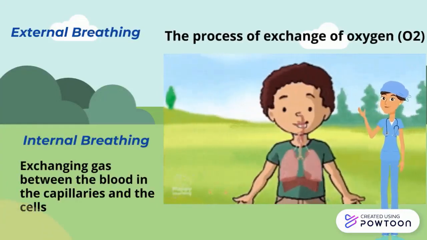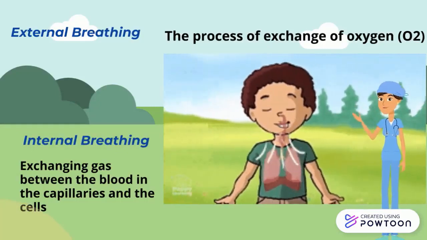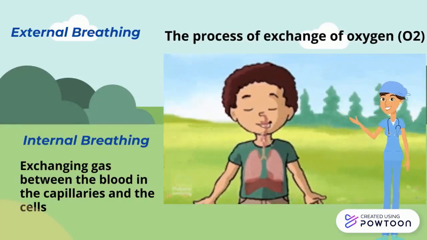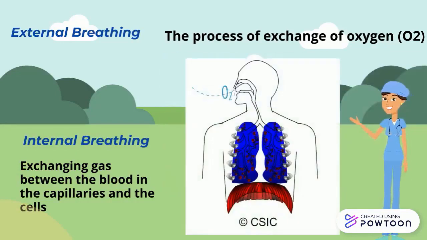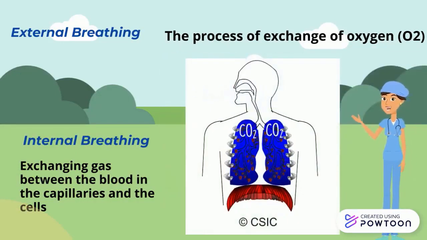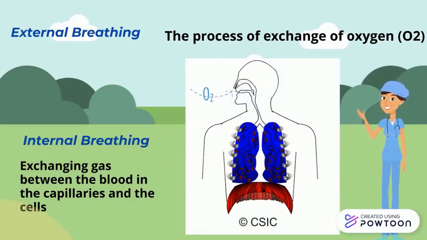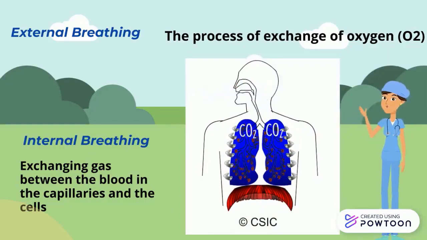The process of external respiration can be divided into four main stages: pulmonary ventilation, and diffusion of gases, or passage of oxygen and carbon dioxide from the alveoli to the blood and vice versa, from the blood to the alveoli.